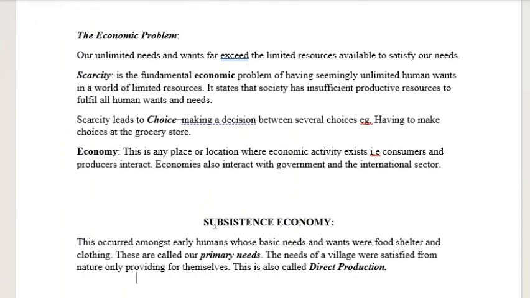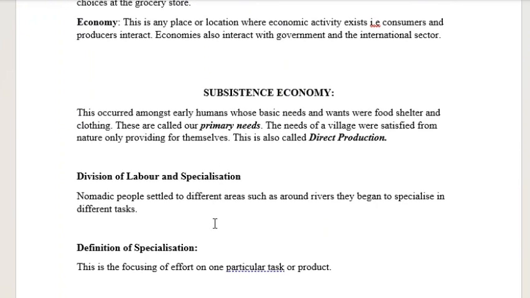We have subsistence economy, this occurred amongst early humans whose basic needs and wants are food, shelter, and clothing. These are called our primary needs. The needs of a village were satisfied from nature only, providing for themselves. This is also called direct production. This is where you interact with nature itself to satisfy those primary needs such as food, clothing, and shelter.